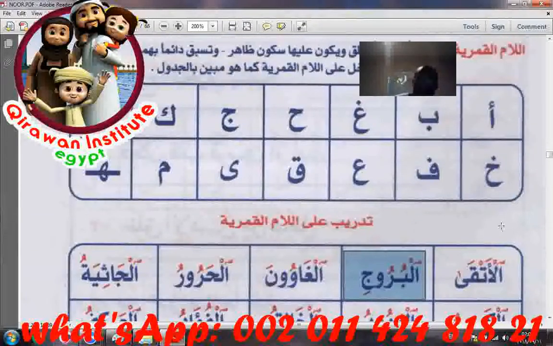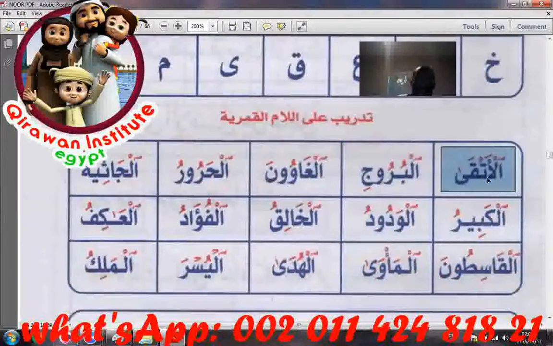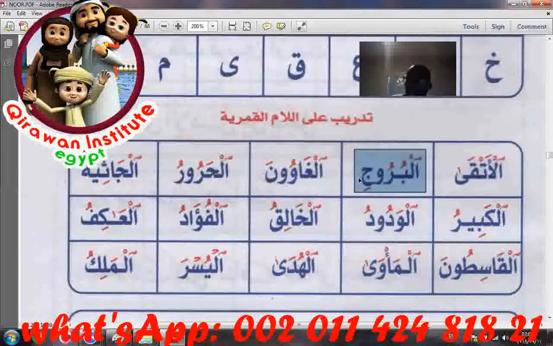Read the letters. So here, the word is alif, and alif lam before it, the definite article. Al-atqa. Read. Al-buruj. Where is ba? This ba. Al-buruj. Yeah.